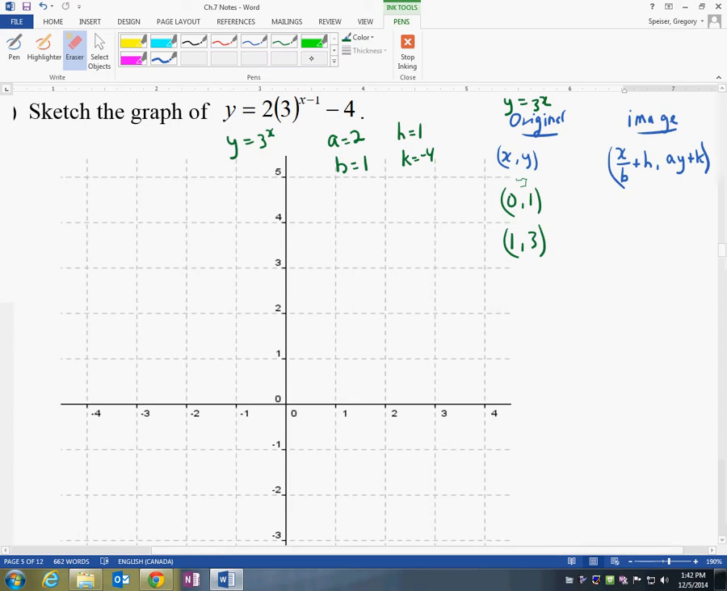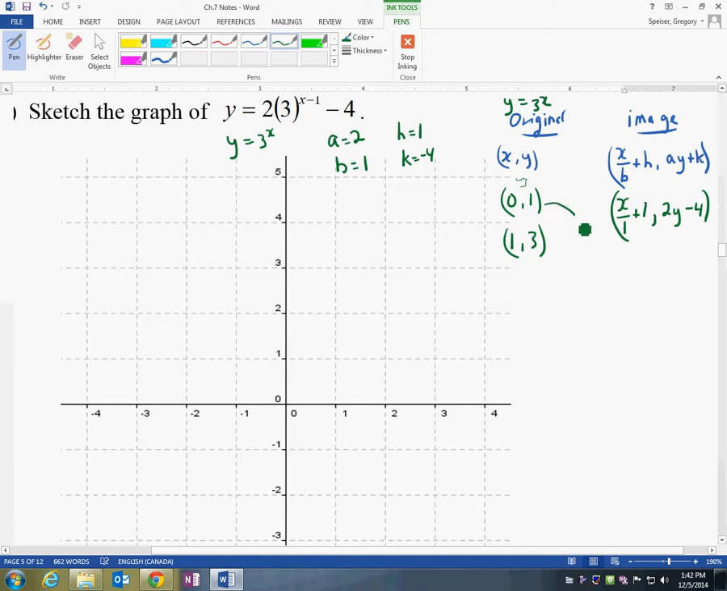So what I'd like to do is write out this again, this x over b plus h and such, with the b put in there. So this is going to be x divided by 1, because b is 1, plus my h, which is 1, comma, my a value is 2, so it'll be 2 times y, and then k is -4, so say -4. Okay, so this is the transformation I'm going to take.